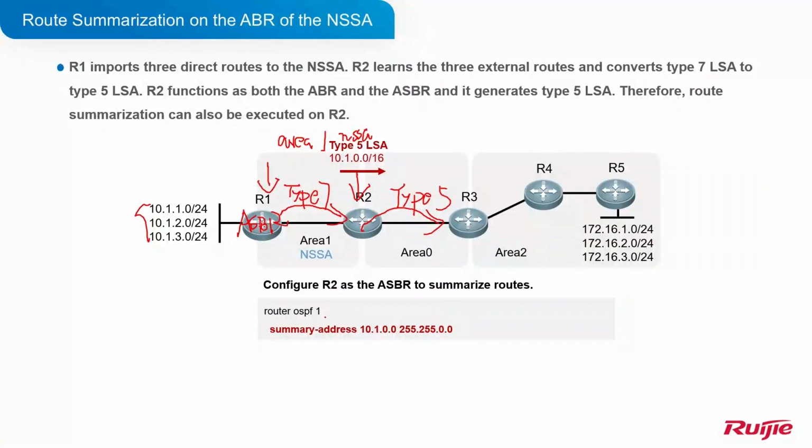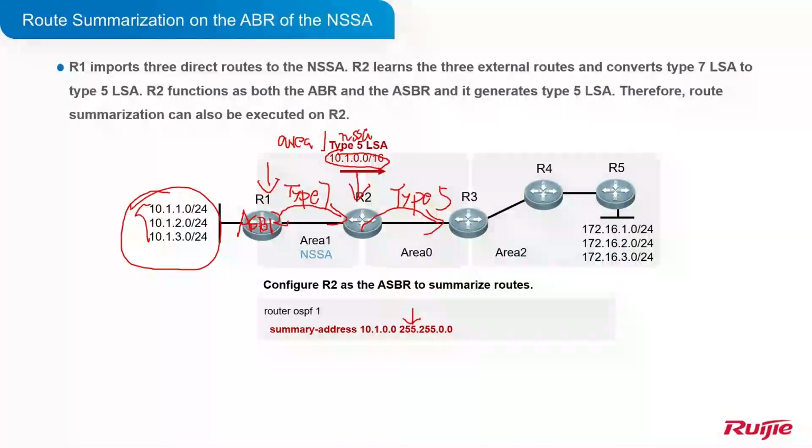So here we can see the command: enter the OSPF process and then enter the summary address 10.1.0.0 with the net mask 16. After this command, these three detailed routing entries become just one: 10.1.0.0 with the net mask 16 for this segment.